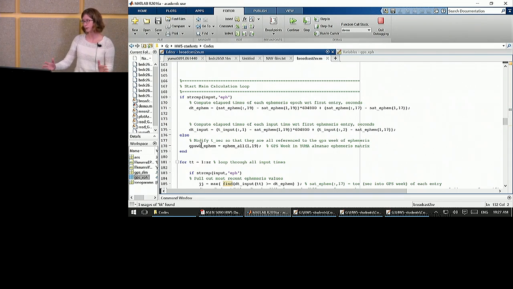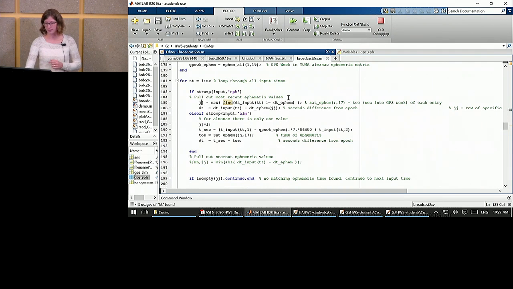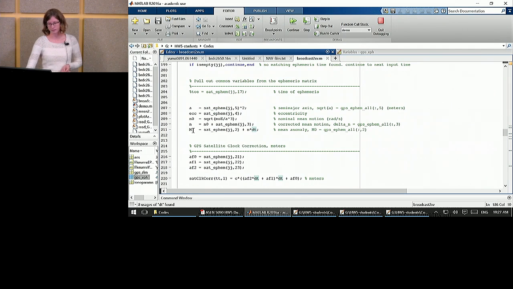So you don't have to propagate anything. This file does that. If you go in here, you will see that you find the time, you find the difference to the time, which is dt here, and then all of these values are propagated using this dt with the means and the delta means that were in the ephemeris file that you were provided with. Does this make sense? Okay.